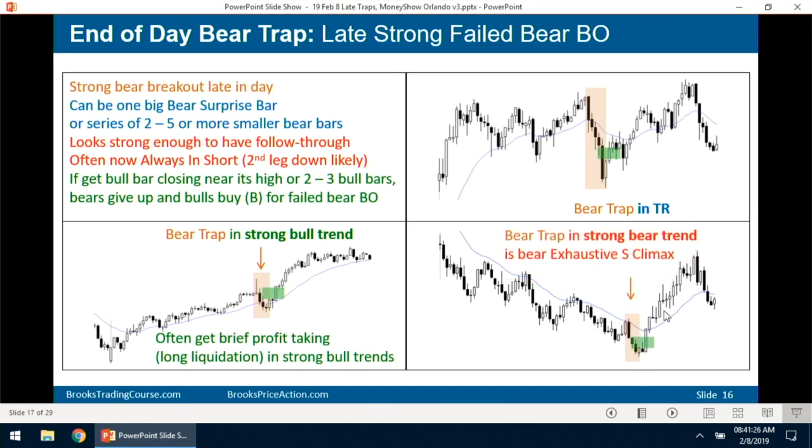And then finally, if you have a strong bear breakout late in a bear trend, it can also be a trap. It could be an exhaustive end of the bear trend, but I don't have time to talk about that today, so I'm only going to be talking about traps in bull trends and in trading ranges.